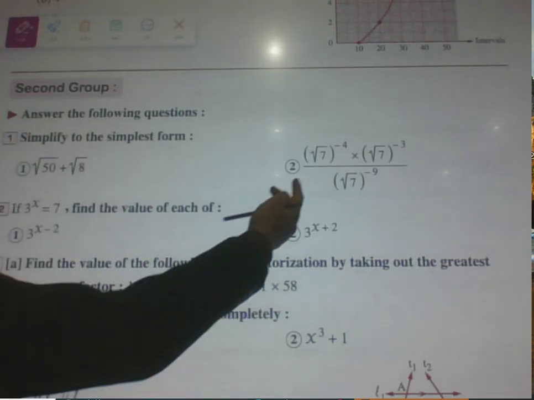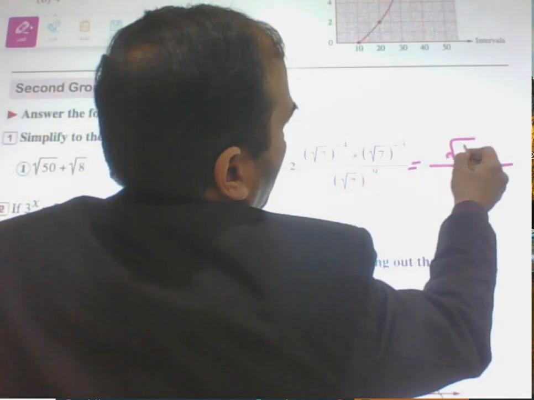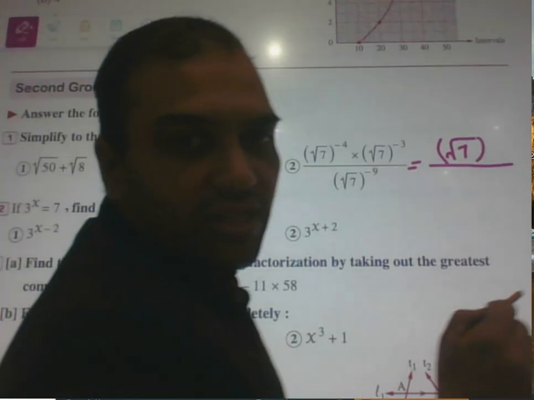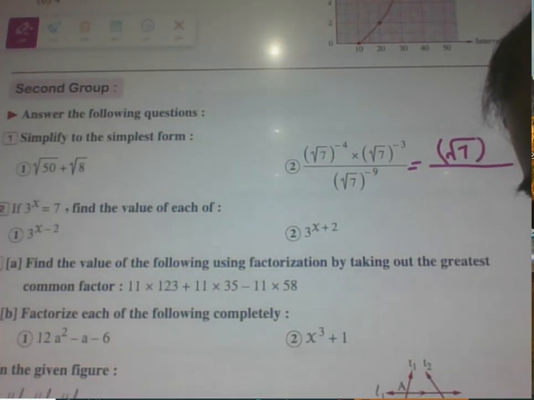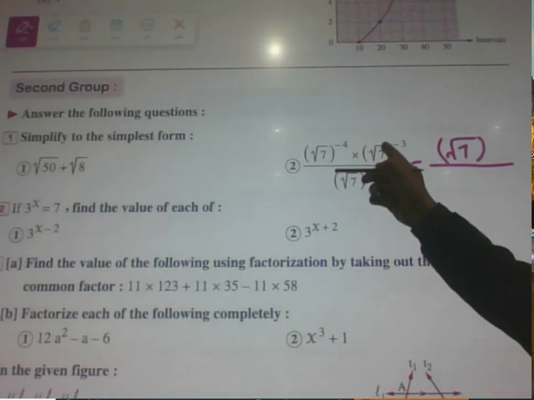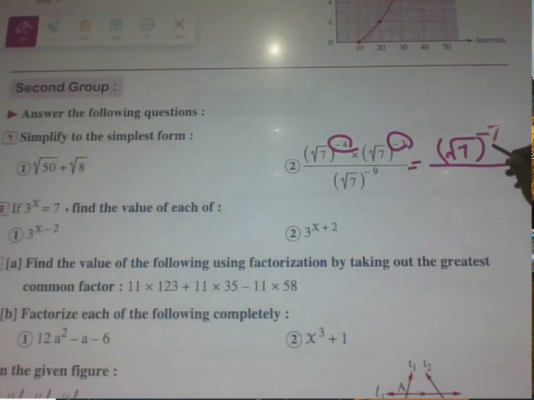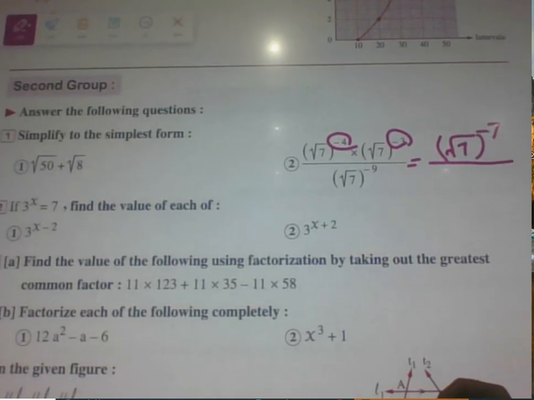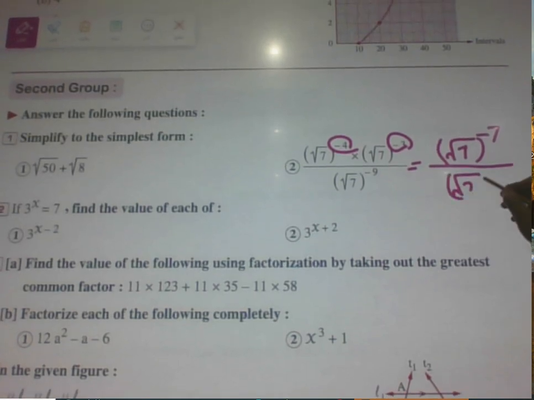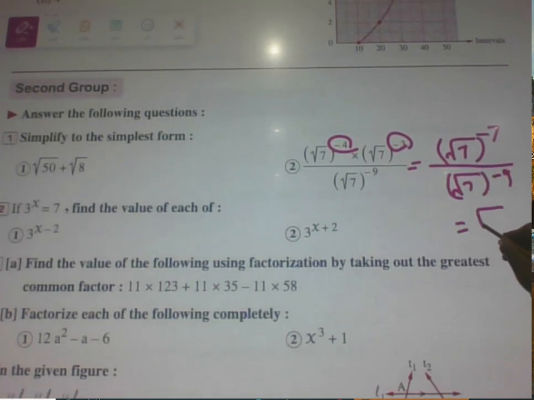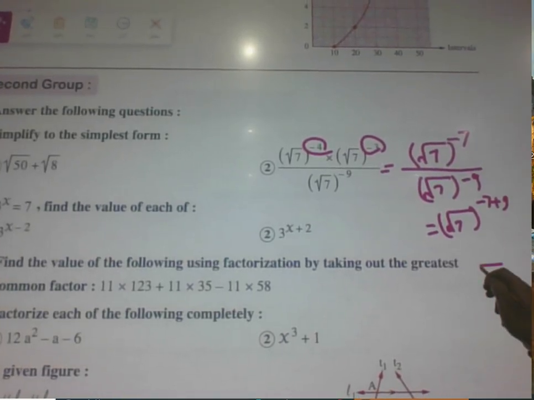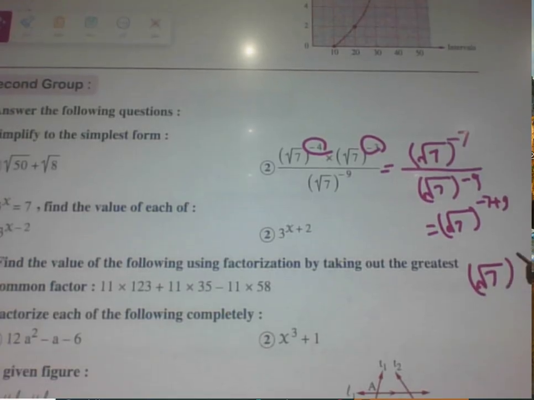Okay? Next question. Here we have the same base, root 7. And then we can collect the powers here. First, negative 4 plus negative 3 will be negative 7. We can add together here: negative 3 plus negative 4 is negative 7. And then we have root 7 to the power negative 9. And then we can write root 7 to the power negative 7 plus 9. Okay, we can collect together here: negative 7 plus 9 is 2. The answer will be 7, in the simplest form.